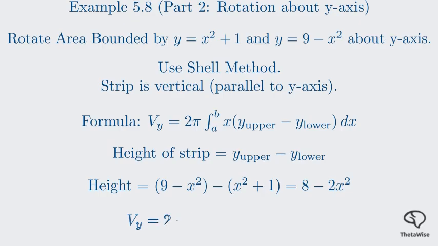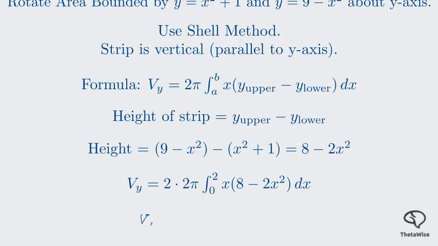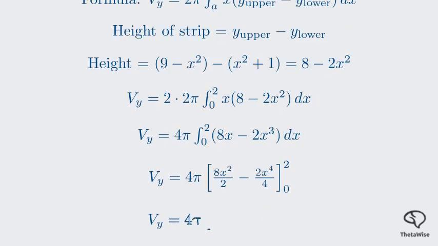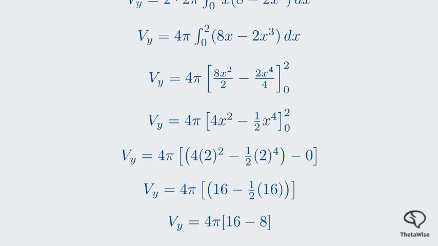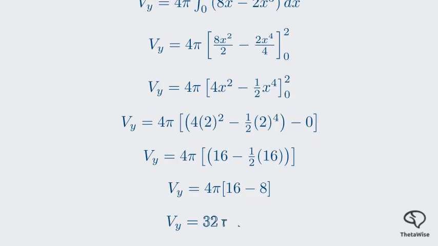Substituting the height and limits into our formula, we get 4 pi times the integral from 0 to 2 of x times the quantity 8 minus 2x squared dx. We can distribute the x to make integration easier, giving us 4 pi times the integral of 8x minus 2x cubed dx. Integrating term by term, we get 4 pi times the expression 4x squared minus 1/2 x to the fourth. Evaluating this from 0 to 2, we get 4 pi times the quantity 4 times 2 squared minus 1/2 times 2 to the fourth. The lower limit gives 0. This simplifies to 4 pi times 8, which is 32 pi cubic units.